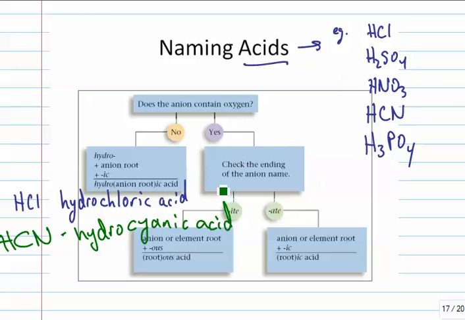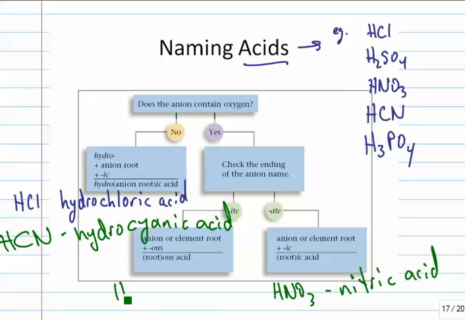Now, if there is oxygen present, we have to identify what anion is part of this acid. Over here this is phosphate, here is nitrate, here is sulfate. So if it's an ATE ending, we are going to change that ATE to IC, and we are not going to include a hydro in the beginning of the name. So for example, a simple one here, HNO3, our base is nitrate, and this will simply be nitric acid.